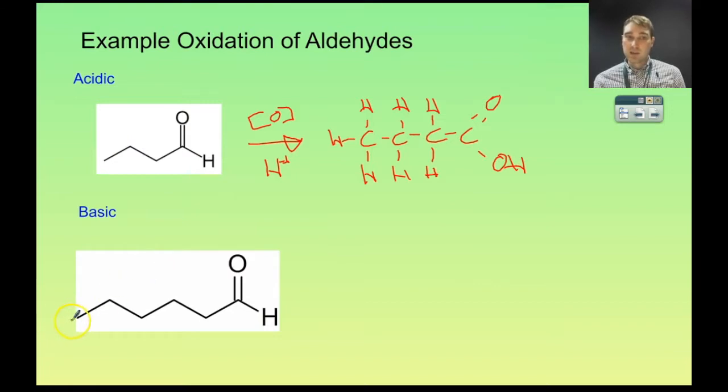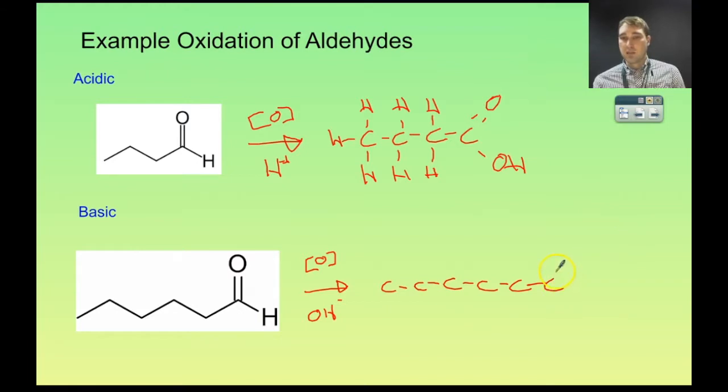Now let's have a look at this one under basic conditions. I've got 1, 2, 3, 4, 5, 6 carbons, so this is going to be hexanal. So I'm going to show my oxidation with a square bracket and the O, and this time I'm going to use OH minus to show what's happening under basic or alkaline conditions. So I need to put in my 6 carbons, 1, 2, 3, 4, 5, 6. I need to put in my double bond O, and now I'm going to put in my carboxylate anion group. So it's just going to be O minus. Then I need to fill in the rest of my H's.